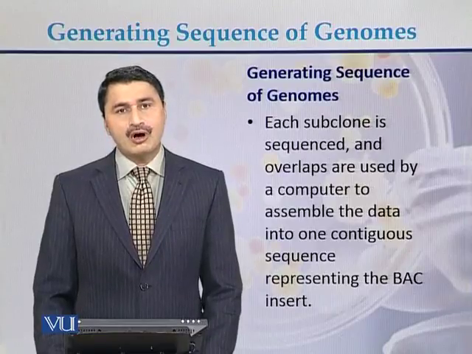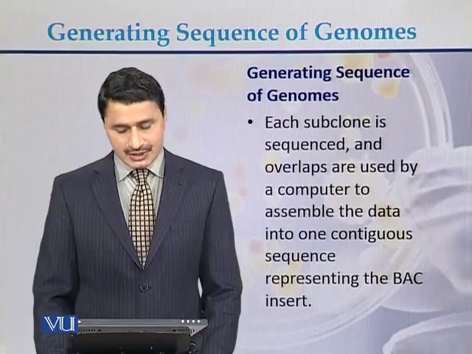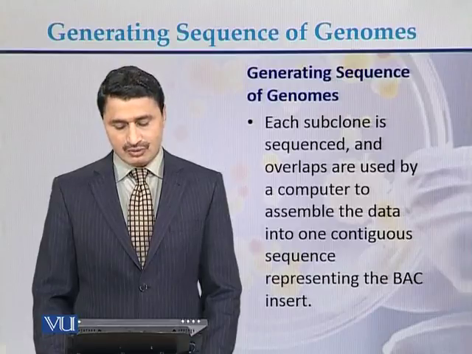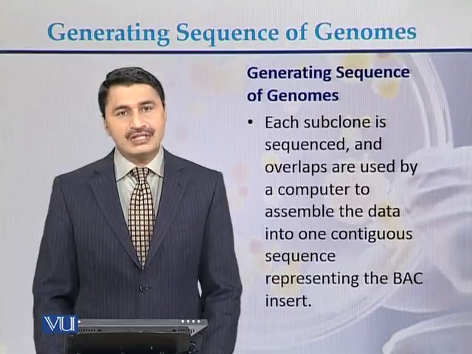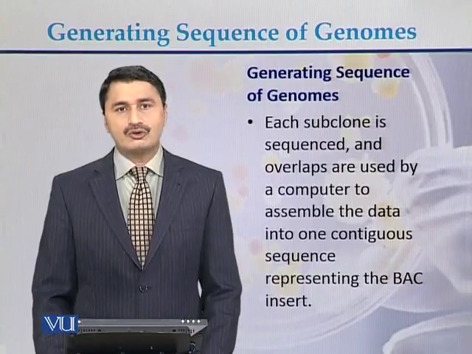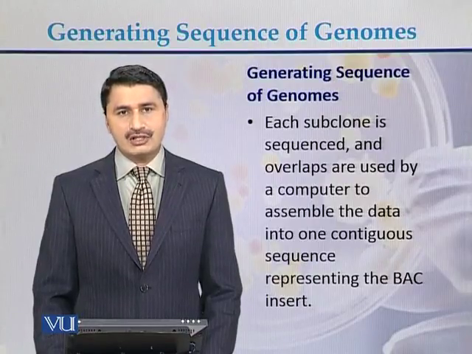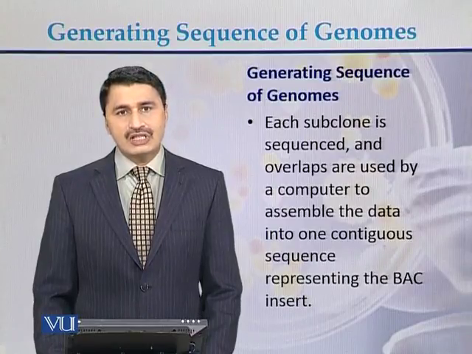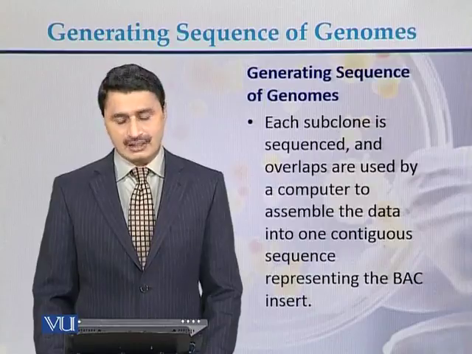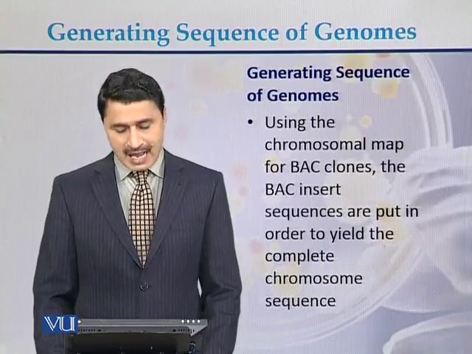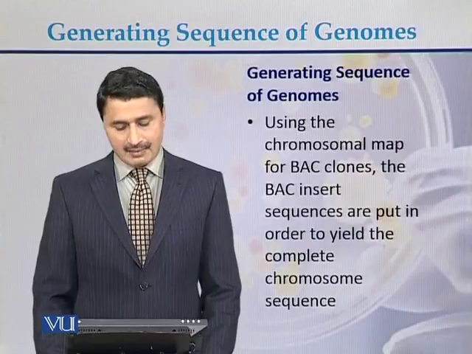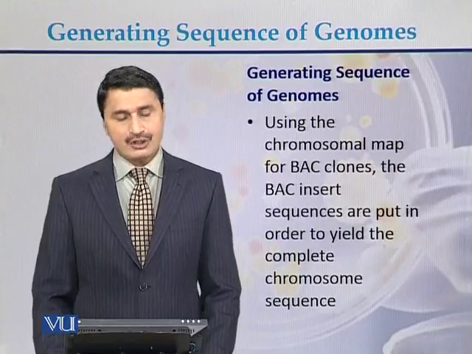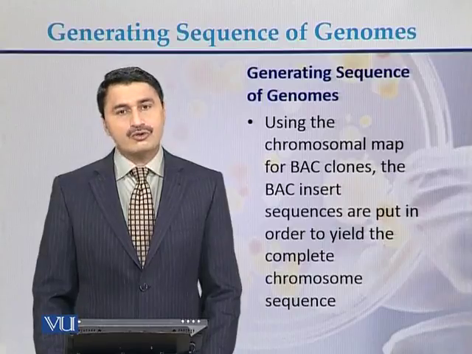Then each subclone or plasmid vector was sequenced, and overlaps were used by a computer to assemble the data into a contiguous sequence representing the BAC insert. So those plasmid vectors were sequenced and overlapped, and ultimately a map of all those small fragments was aligned to check the sequence of the BAC insert. Using the chromosomal map for the BAC clones, the BAC insert sequences are put in order to yield the complete chromosome sequence.